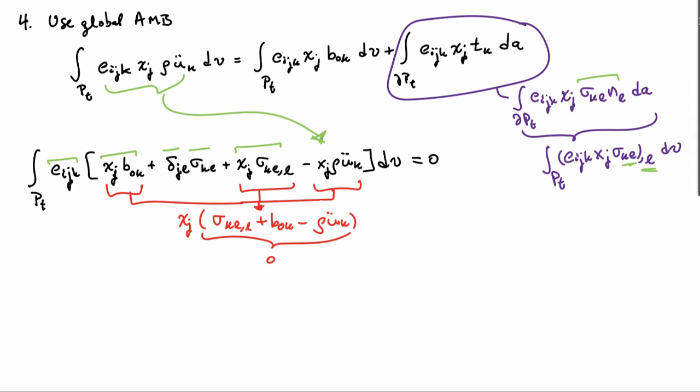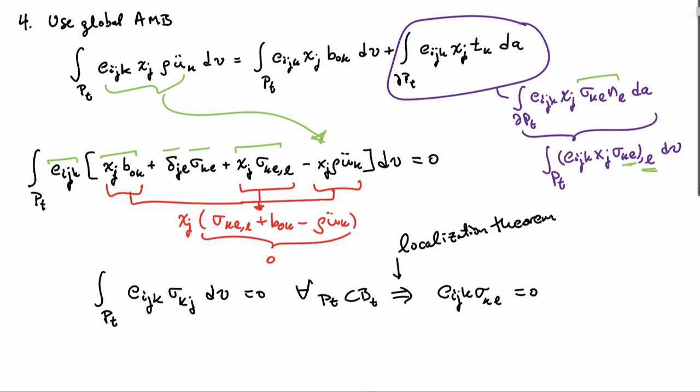And so that means that there's only one term remaining in this integrand, and that is Eijk sigma kl. I use the properties of the Kronecker delta to get rid of the l. And this has to hold true for all parts pt of my body bt. So that tells me that Eijk sigma kl needs to be equal to 0, just using the localization theorem. So this is the local form of angular momentum balance, though we've merged some facts that come from linear momentum balance into this construction here.